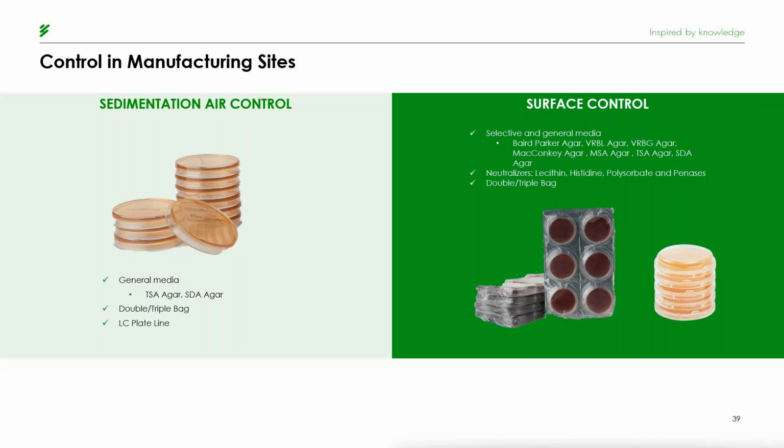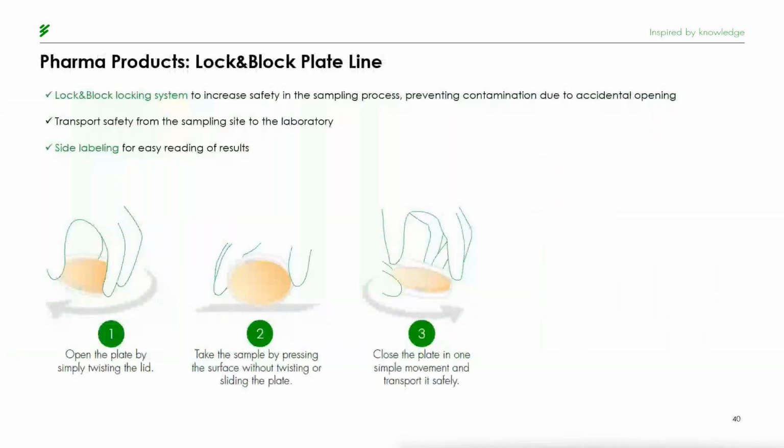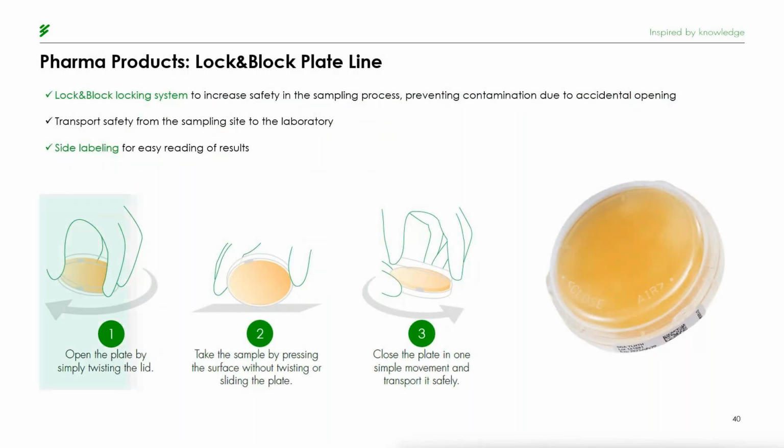We can find more selective and also general media. Neutralizers are usually included in the formulation to inactivate the surface cleaning agents. These can also be irradiated with double or triple bags. At Conda, we have an exclusive line that was developed for environmental monitoring in pharma. These are Rodac plates that have a special closure to avoid cross-contamination due to accidental opening.